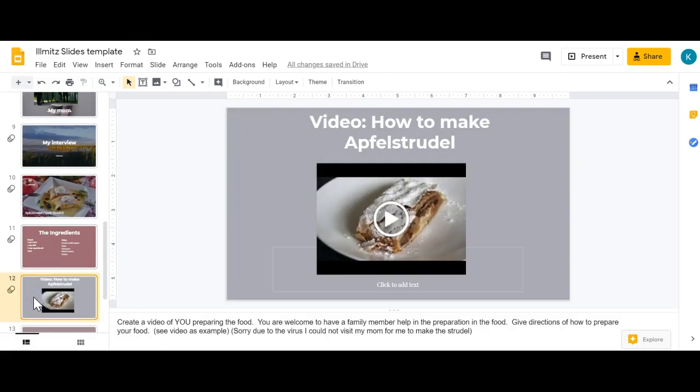And then you are going to be asked in the following slide to make a video of how you prepared that recipe. You are, of course, welcome to have the family member you're interviewing or a family member help you with making the recipe. And it should look like a cooking show, so that you are talking to the camera, telling the audience what you're doing, why you're doing it. Be sure you give correct quantities and techniques of how to do it properly.